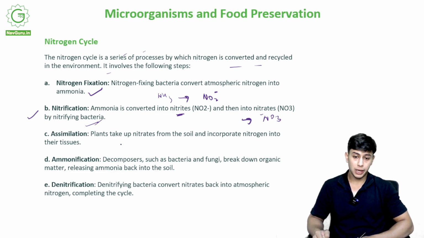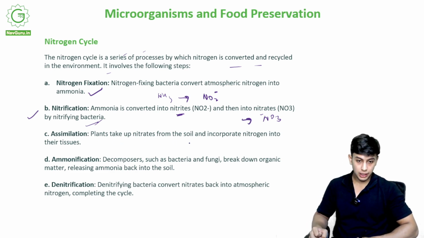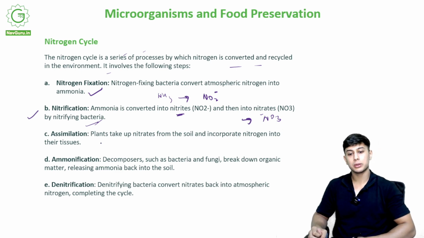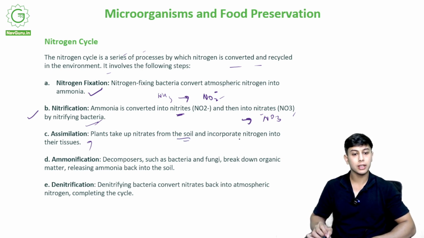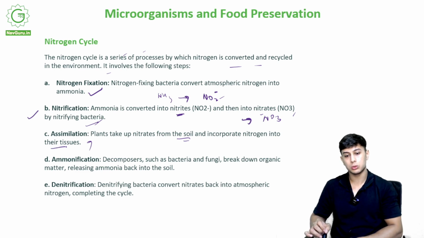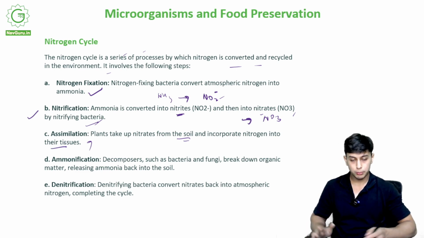Assimilation. Plants take up nitrates from the soil and incorporate nitrogen into their tissues. So these nitrates, NO3 and NO2, are taken up by the plants through the roots from the soil, and they incorporate this nitrogen into their tissues, which helps them grow.